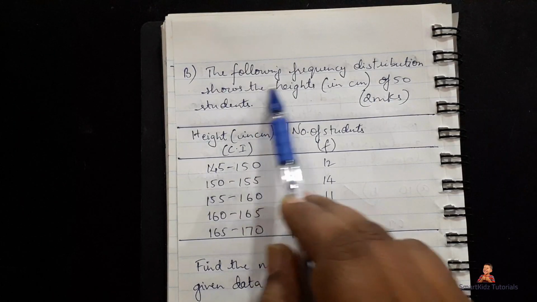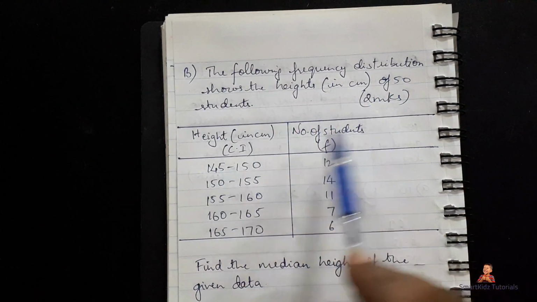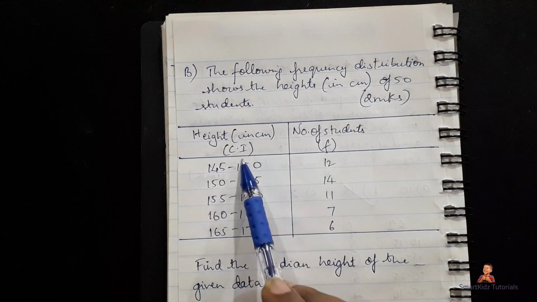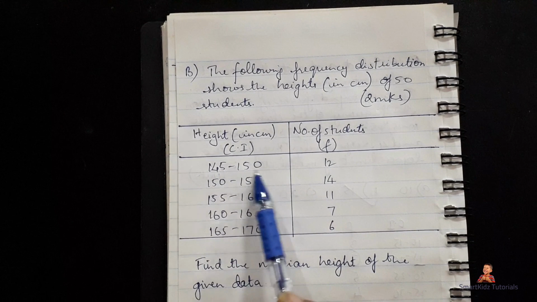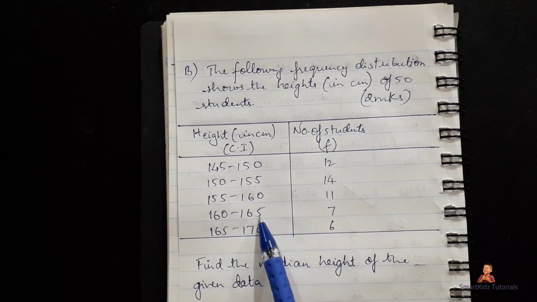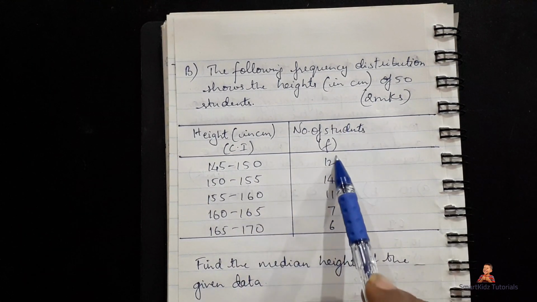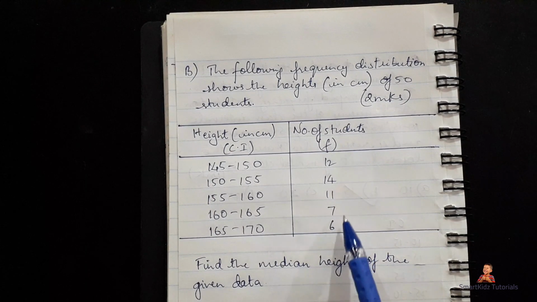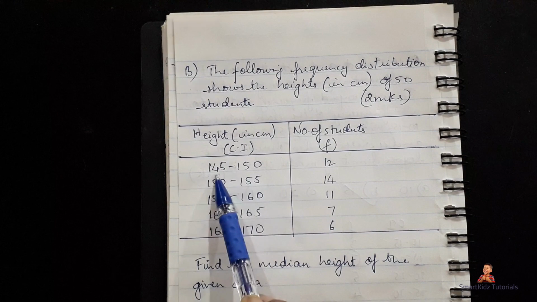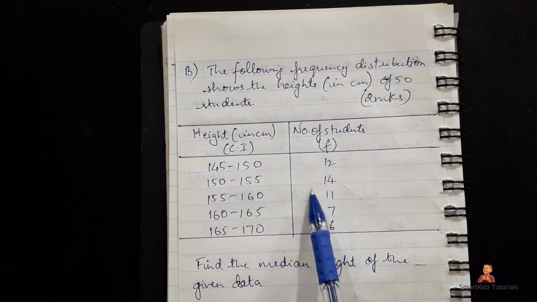Question 2b says the following frequency distribution shows the heights in centimeters of 50 students, and we are given two columns. The first column tells us the height in centimeters, that is the class interval: 145 to 150, 150 to 155, 155 to 160, 160 to 165 and 165 to 170, and the corresponding frequencies are given as 12, 14, 11, 7, 6. So 12 students fall in this category, that means they have a height of 145 to 150, and the remaining represent the same relationship.